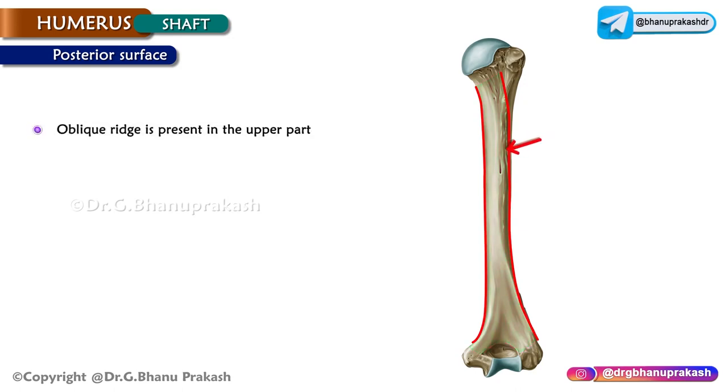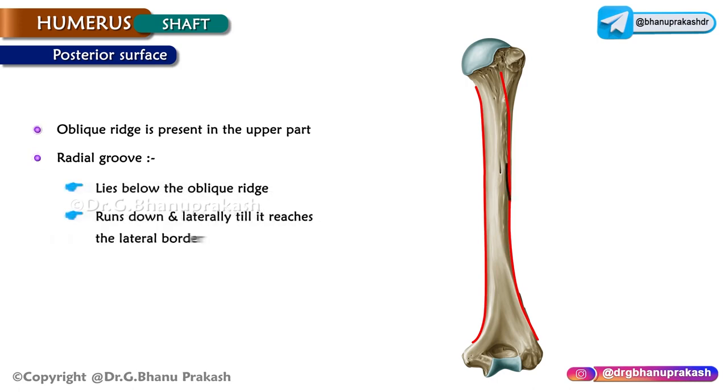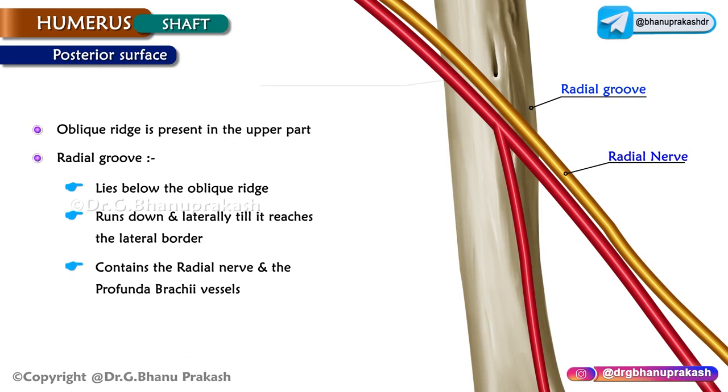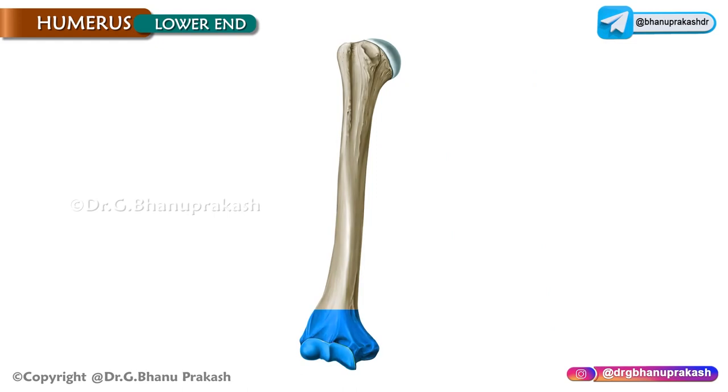An oblique ridge is present in the upper part. The radial groove lies below the oblique ridge, runs down and laterally till it reaches the lateral border. It contains the radial nerve and the profunda brachii vessels. The lower end is broad from side to side and consists of an articular and non-articular part.